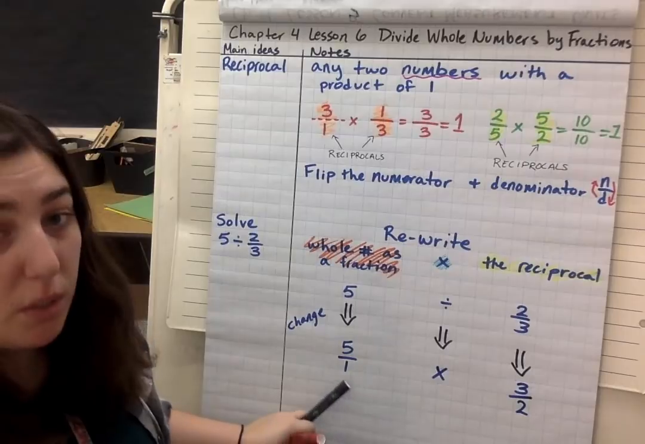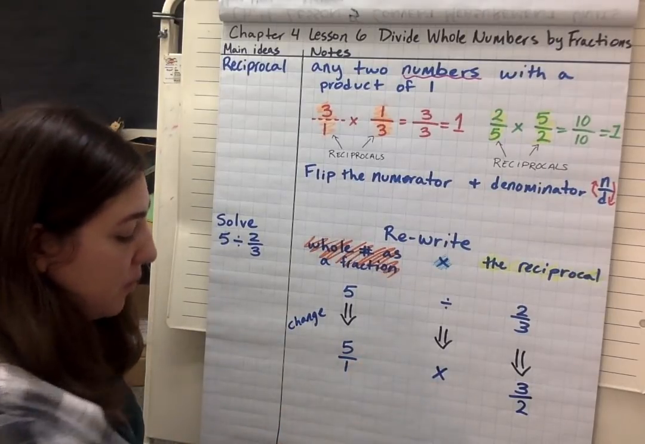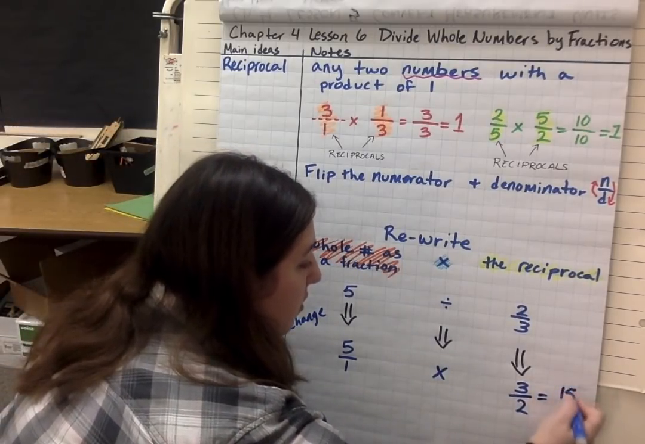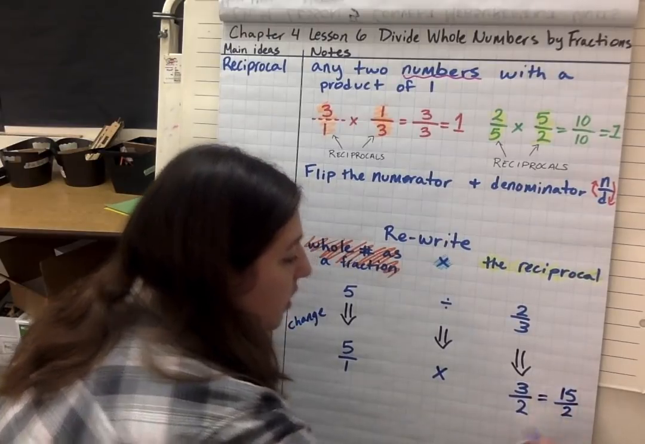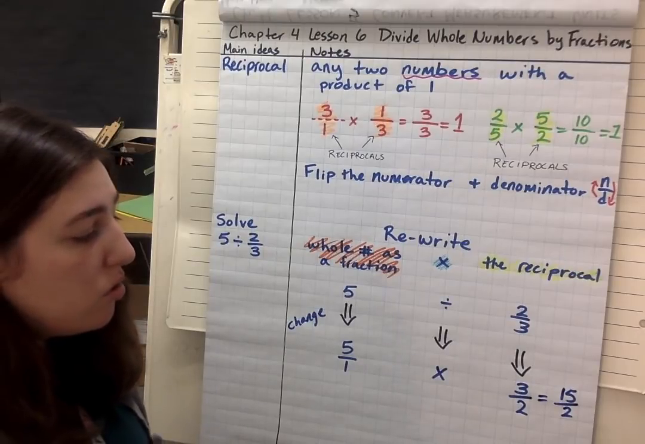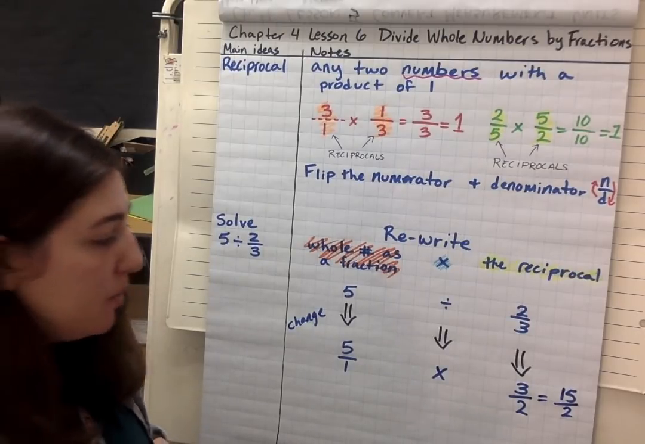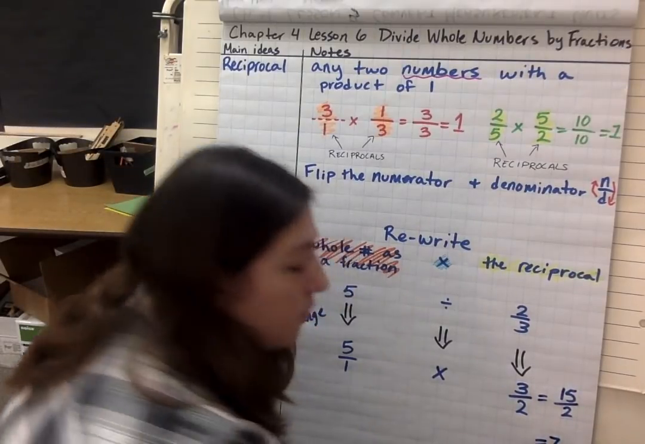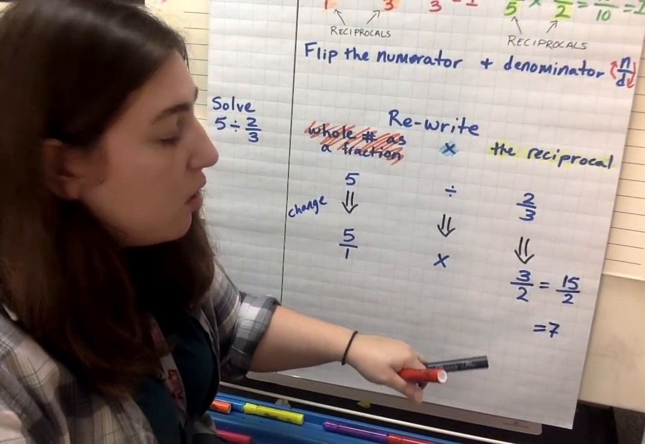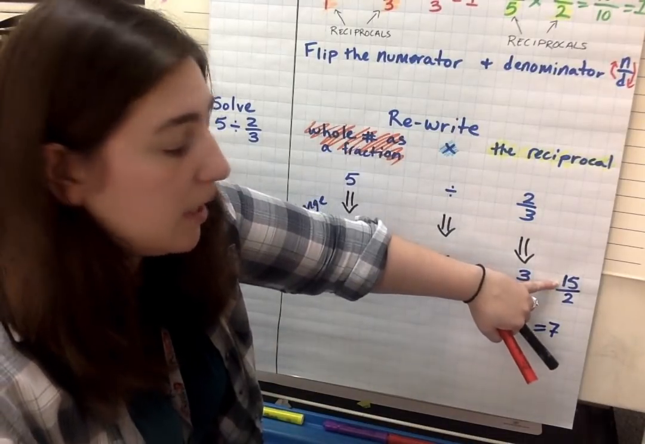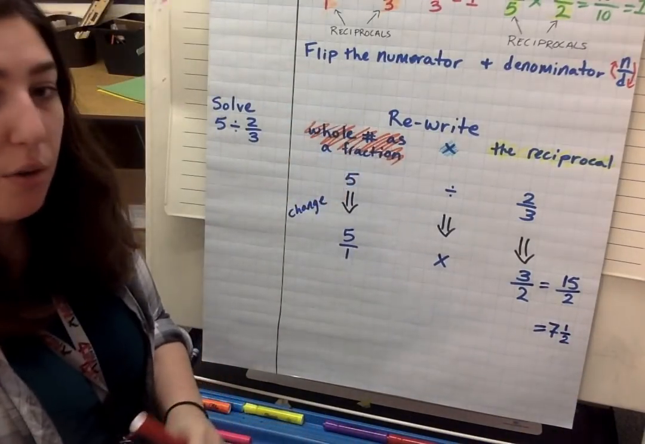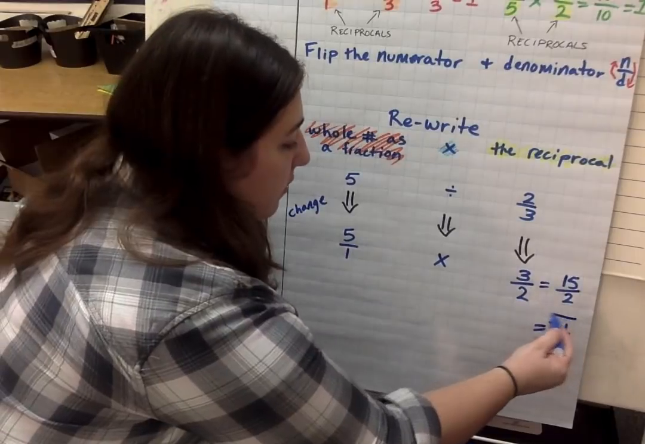Okay. Now I can just multiply, which is what we've been doing. So 5 times 3 is going to be 15, and 1 times 2 is 2. Now we have an improper fraction. Let's convert that into a mixed number. So 2 goes into 15 at least 7 times. And then, so 2 times 7 is 14. So we're going to have 1 left over, because remember we need to get to 15. So we're going to have 7 and 1/2 as our mixed number. That's the answer.